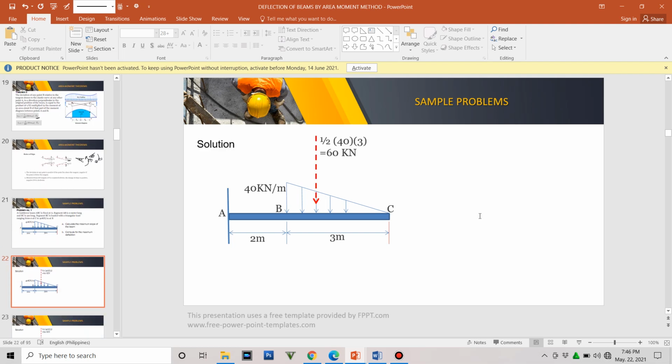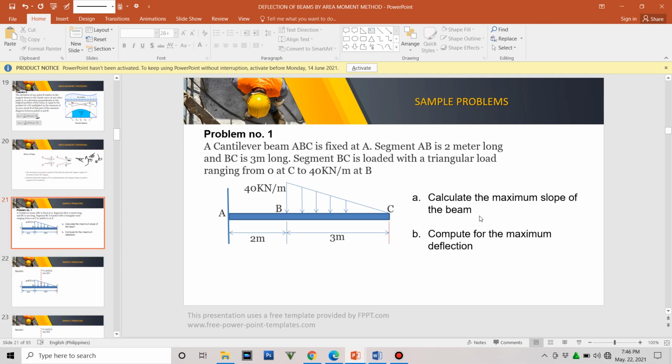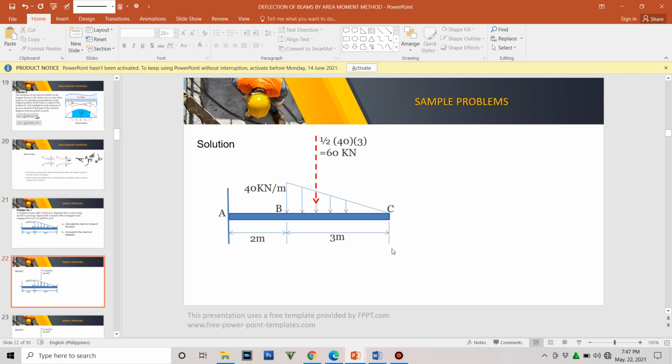So, obviously, for the maximum slope, when we draw it, this is an overhang, and normally the maximum is at the end. Okay? Because this one is fixed. So as you get closer to the end, that is where the maximum deformation is, at C. But first things first, we need to compute for the reaction so that we can establish our moment diagram by parts.